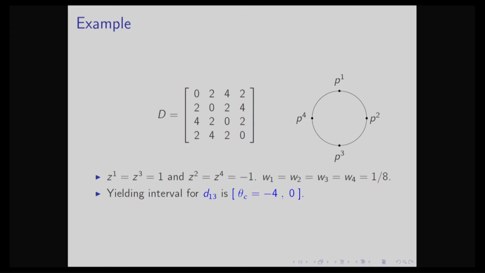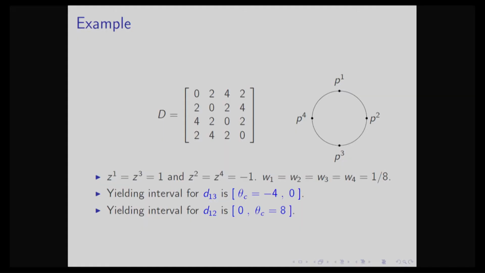Now, can you think for the entry 12 here, for this distance P12, what would be the interval? How far can you change it without losing the EDM? Anybody want to take a guess? Okay, here is the yielding interval for D12. Here, the distance can increase, not decrease. It can increase all the way by 8. So this entry can vary from 2 to 10, and still you will have an EDM. So if you vary this from 2 to 10, still you'll have an EDM.